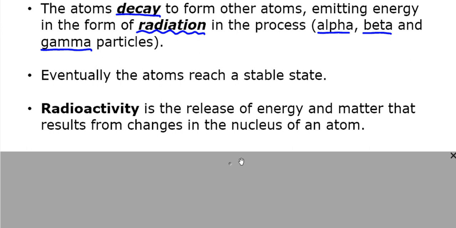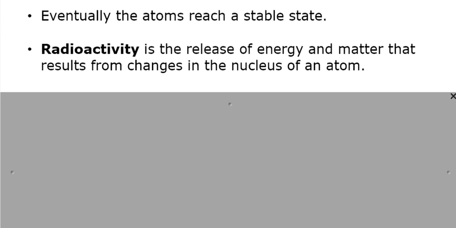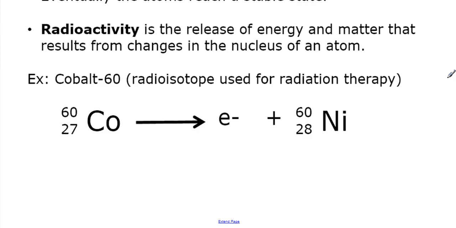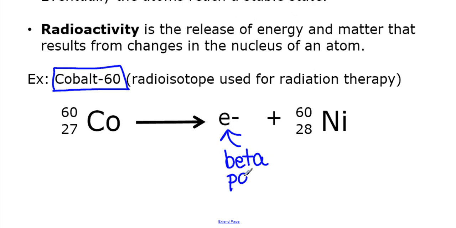Now, there are lots of other applications of these isotopes, and you may be able to research some of these along the way. But one place where you see radioisotopes being used is in radiation therapy in cancer patients. One radioisotope that is used in radiation therapy is called cobalt-60. It's an isotope of cobalt with a mass of 60, and it breaks down and releases an electron, and this is actually showing beta decay. This is a beta particle, and it forms a new element here that's more stable.